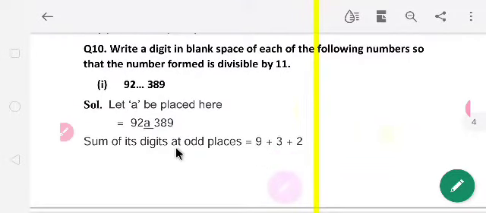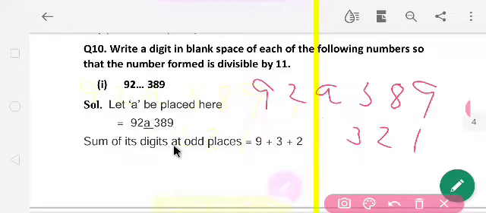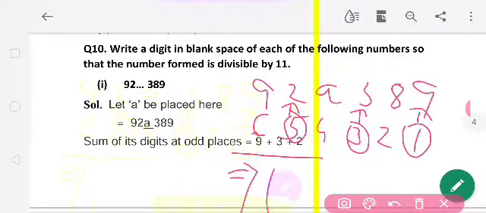So first we'll see the sum of digits at odd places. So write 9, 2, A, 3, 8, 9. So 1, 2, 3, 4, 5, 6. These are the numbers at different odd and even places. So which numbers are at odd places? 1, 3 and 5: 9, 3 and 2. Now find the sum. 9 plus 3 plus 2, which is equal to 14.